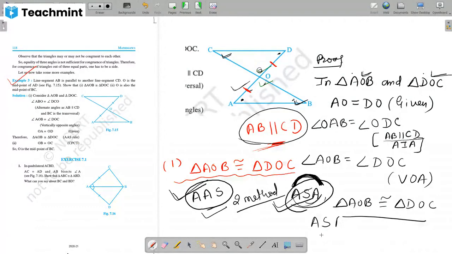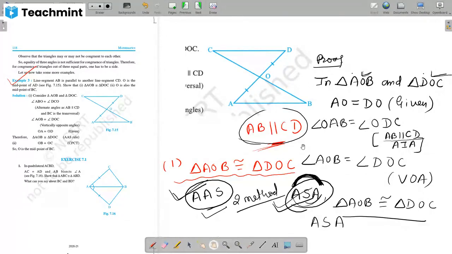Okay. So let's move to the next part of the question. The next part of the question is: O is also the midpoint of BC. In the next part, we have to show that this O is the midpoint of BC. It means in the next part, we have to show that what? OB is equal to OC. OB is equal to OC.